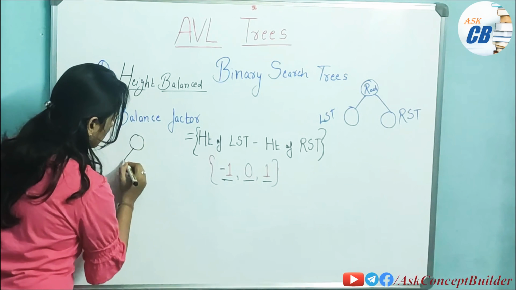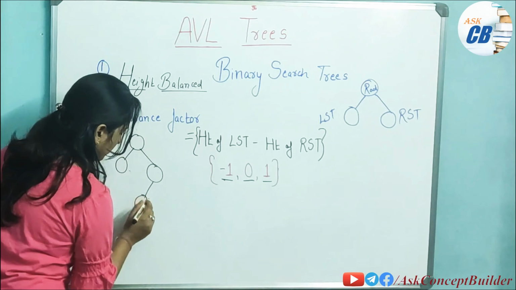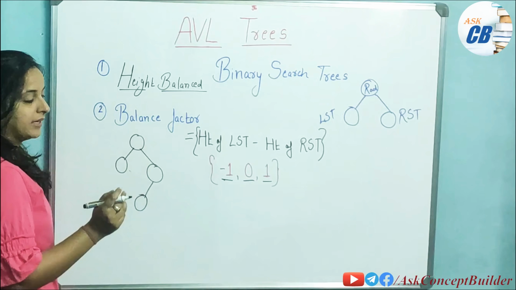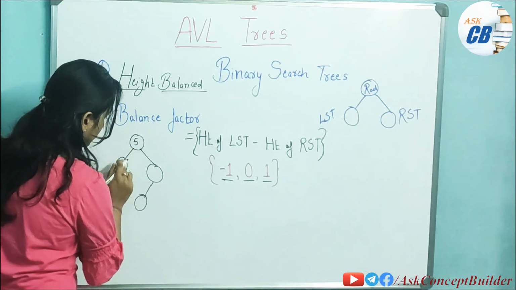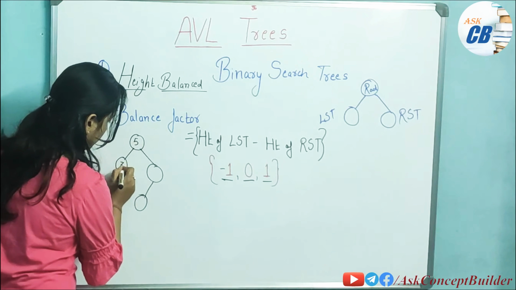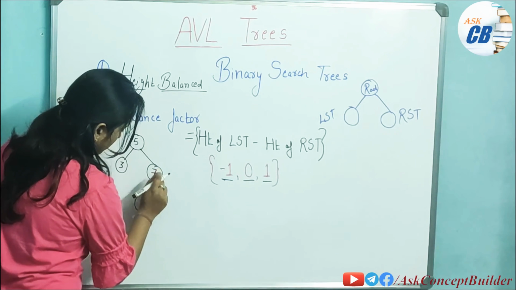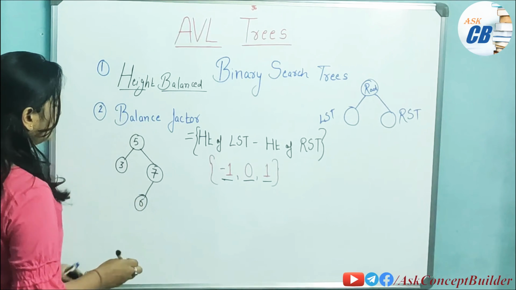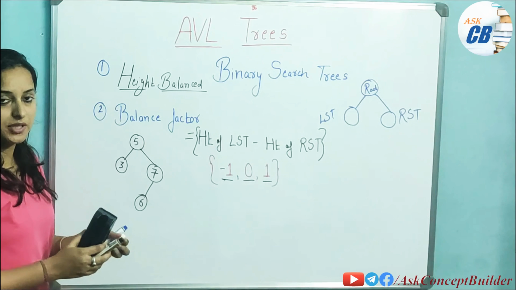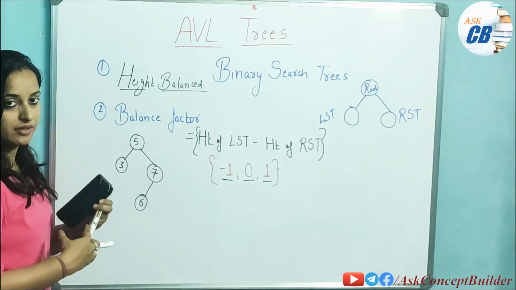So let us suppose I'm having one binary search tree like this. If this is your 5, this is your 3, then this is your 7, and then this is your 6. Fine, now this is your binary search tree.